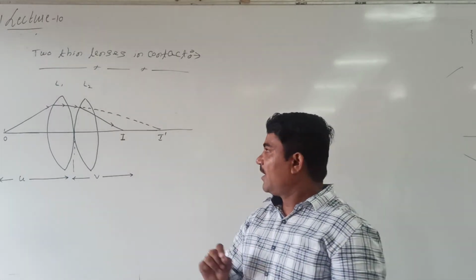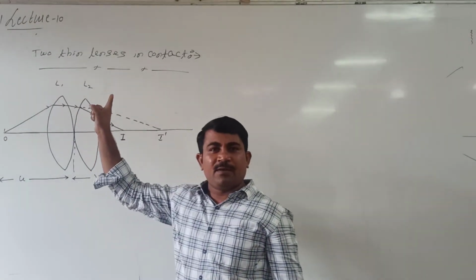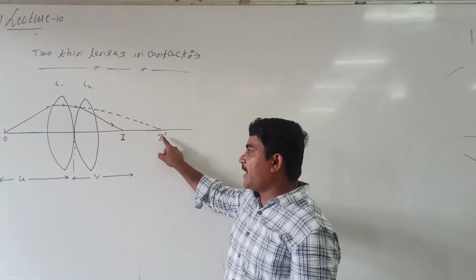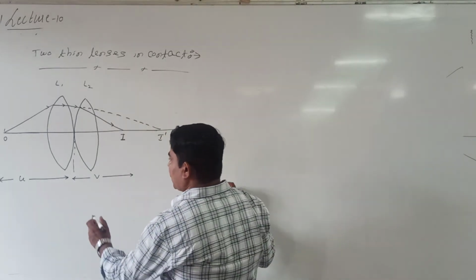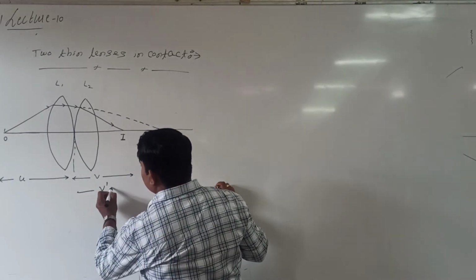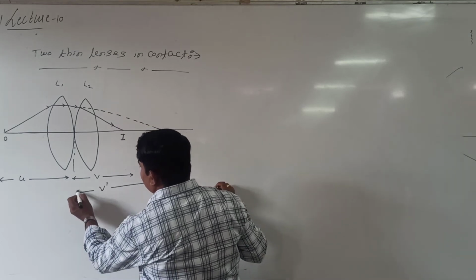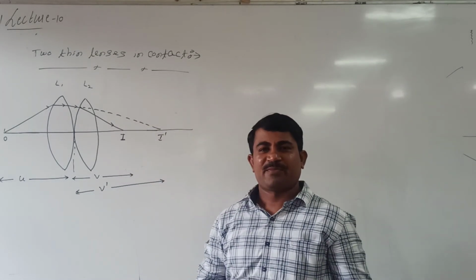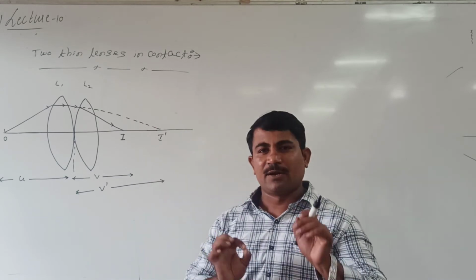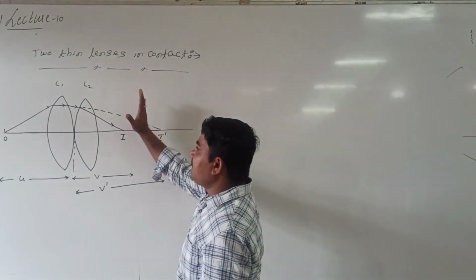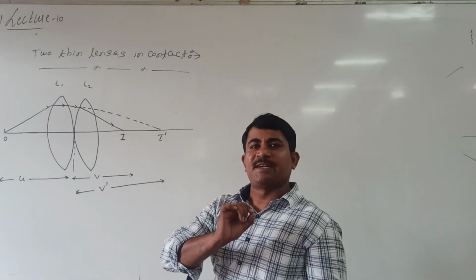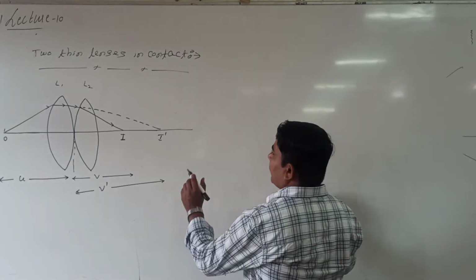When lens L2 is absent, the image can appear at I dash point. So what image can you consider? This image can be considered as V dash. Are you following me? Then how to take it? Look at me. In the absence of lens L2, we will take it. Shall I take?